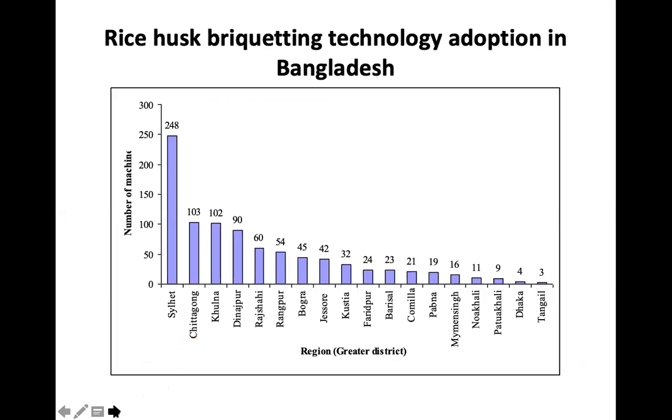So rice husk briquetting technology adoption in Bangladesh, if we see, it is almost all over the country. A number of machines you can see in Sylhet, Chittagong, Khulna, Dinajpur, Rajshahi, Rangpur, Bogura, Jashore, Kushtia, Faridpur, Barishal, Cumilla, Pabna, Mymensingh, Noakhali, Patuakhali, Dhaka, Tangail. That means almost all over the country. But in Sylhet, it seems very high briquetting technology.